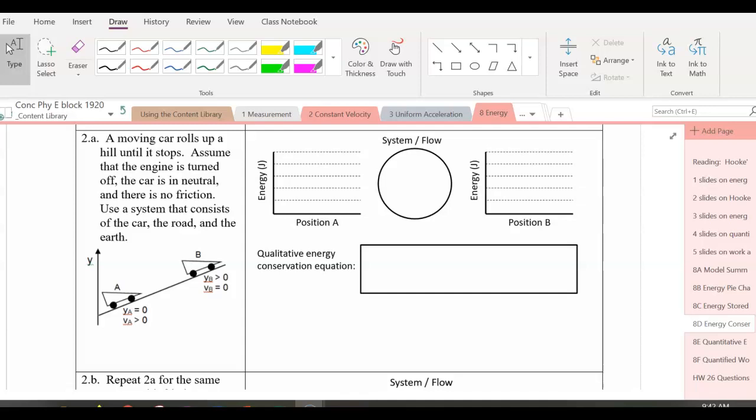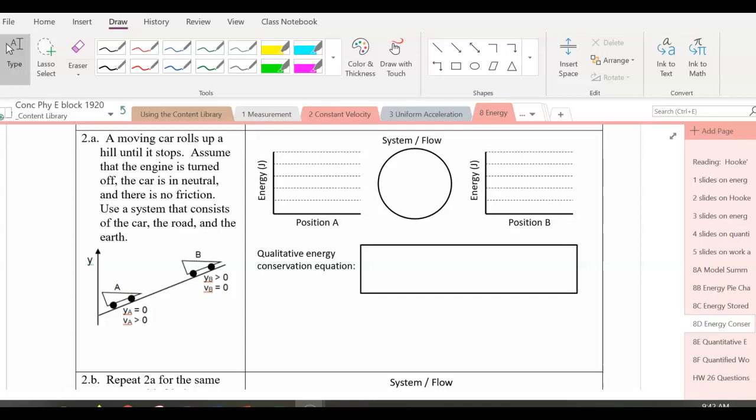This webcast continues Worksheet 8D on energy conservation diagrams. We're going to look at problems 2 and 3. In problem 2, we have a situation of a car that's rolling up a hill.